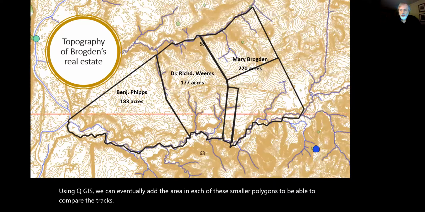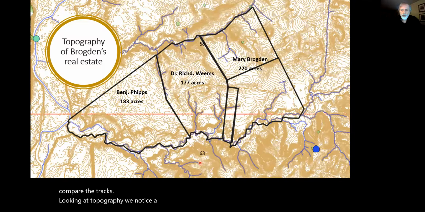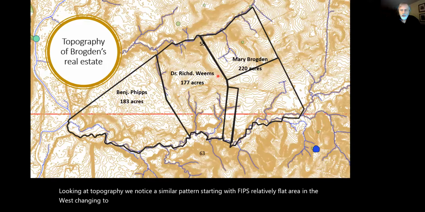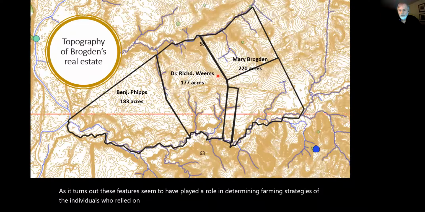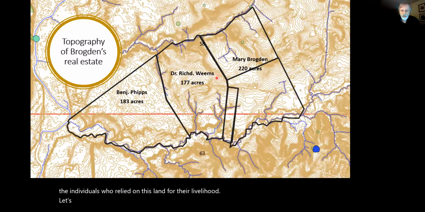Looking at topography, we notice a similar pattern, starting with Phipps' relatively flat area in the west, changing to rolling hills as we move eastward. As it turns out, these features seem to have played a role in determining farming strategies of the individuals who relied on this land for their livelihood. Let's look at some of the data from the 1870 U.S. Agricultural Census to see how they varied.